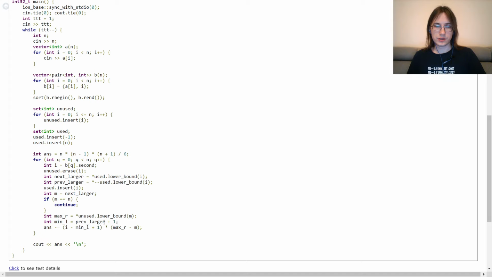If the previous larger does not exist, then it will be -1, and the minimal correct L will be 0, which is also correct. Now all the correct L's lie on a segment from minimal L to i inclusively, so the number of correct L's is i minus minimal L plus 1. And all correct R's lie on a semi-interval from m non-inclusively to maximal R inclusively, so the number of correct R's is this, and I multiply and subtract it from the answer, and then I output the answer.